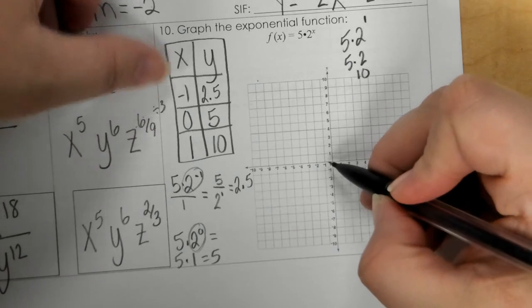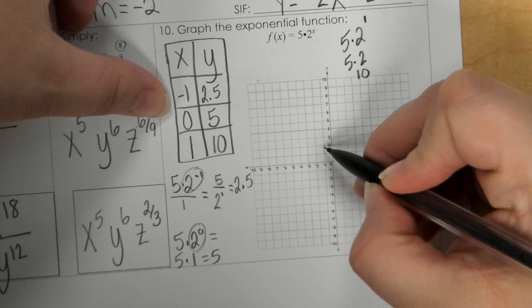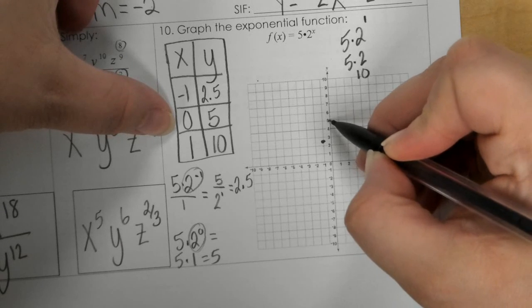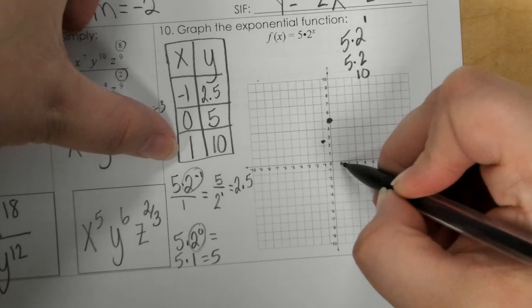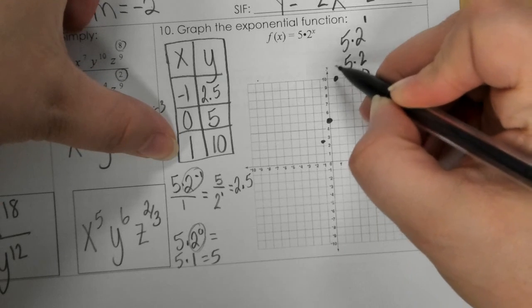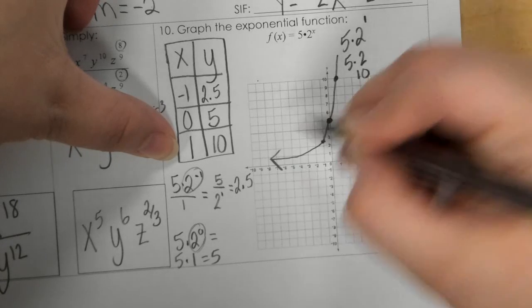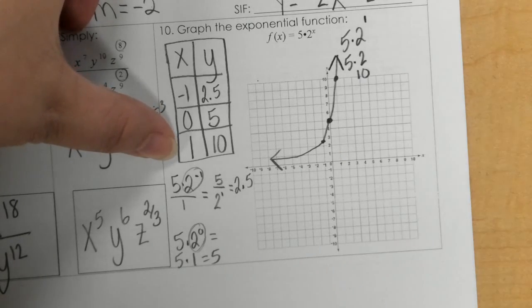So to graph it, we go to the negative 1, up 2.5. At 0, we go up to 5. And at 1, we go up to 10. And then you create that curve that gets really close to the x-axis but never actually touches the x-axis.